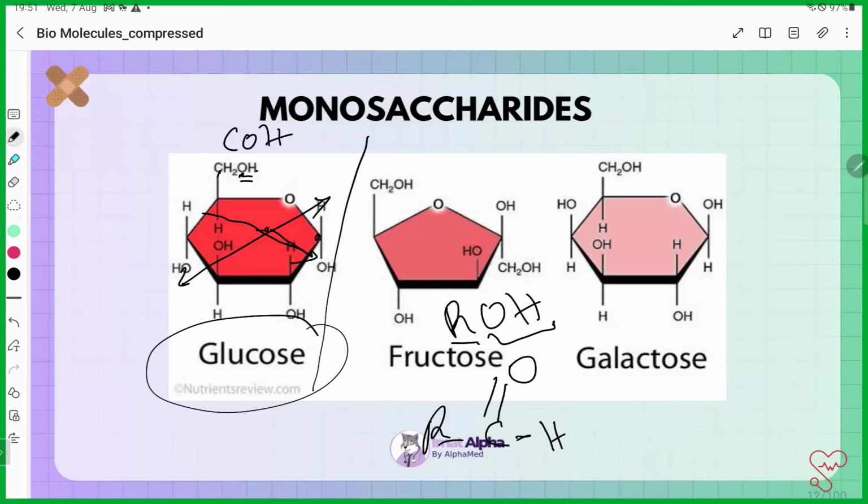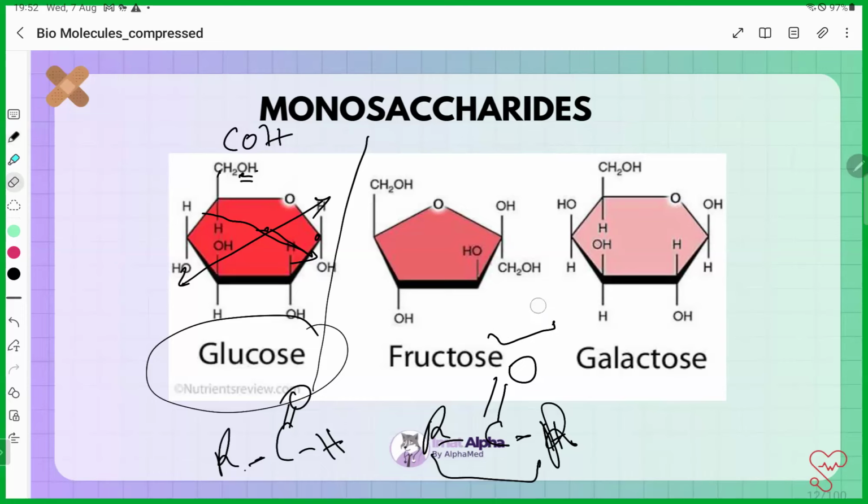Okay. Carbon, radical, O. Here we're gonna have an H. ROH will have two R's and one O. So the ketose will be having two radicals, and the aldose will be having one hydrogen added.